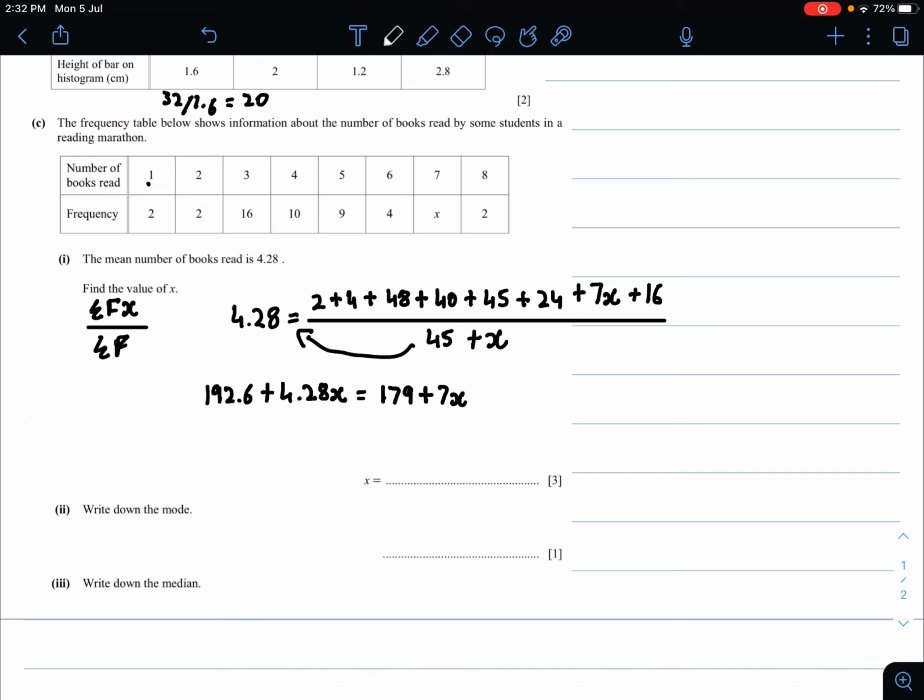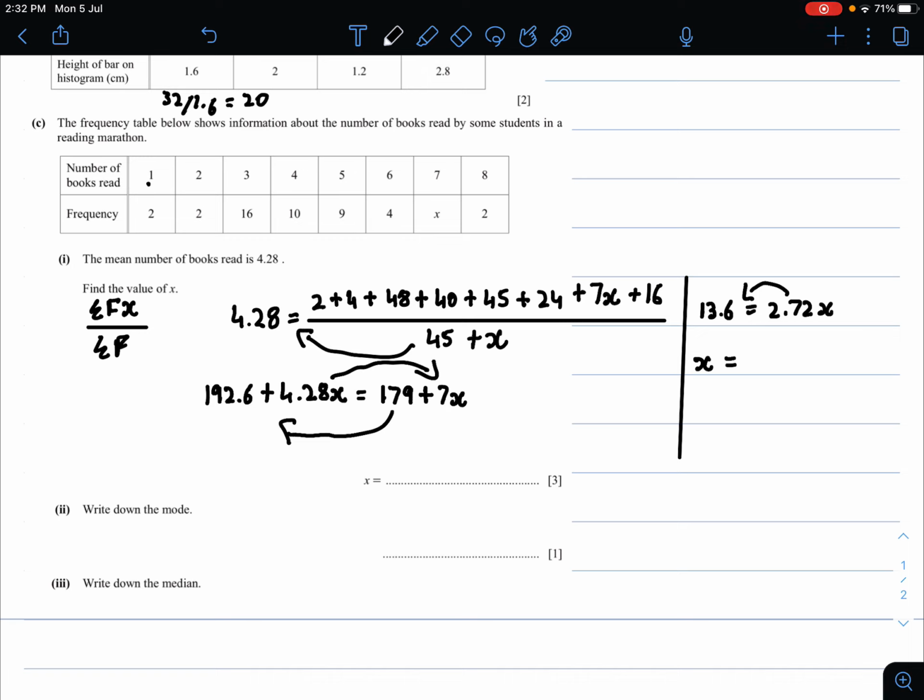Now let's group together the x values. So we'll take the 4.28 to the other side and the 179 to the other side. So positive when moving to the other side of the equation becomes negative. So when we do that, 192.6 minus 179 will give us 13.6 is equal to 7x minus 4.28x. Since the variable is the same, you can minus the coefficients. So that would give us 2.72x.